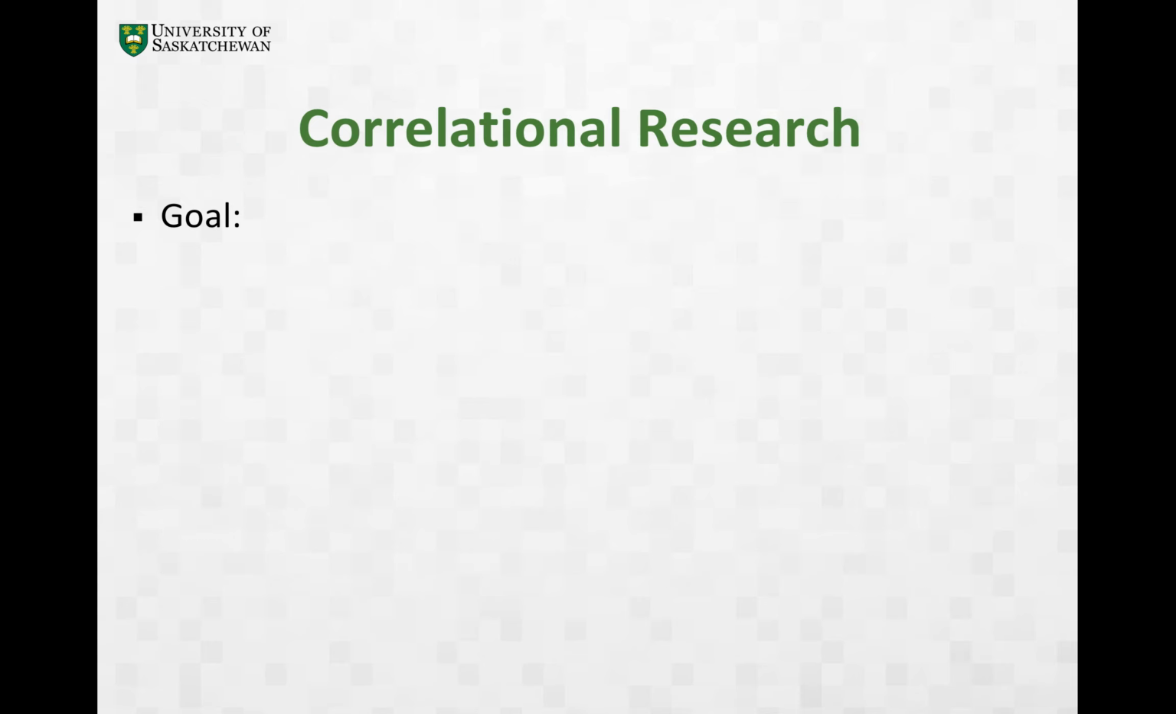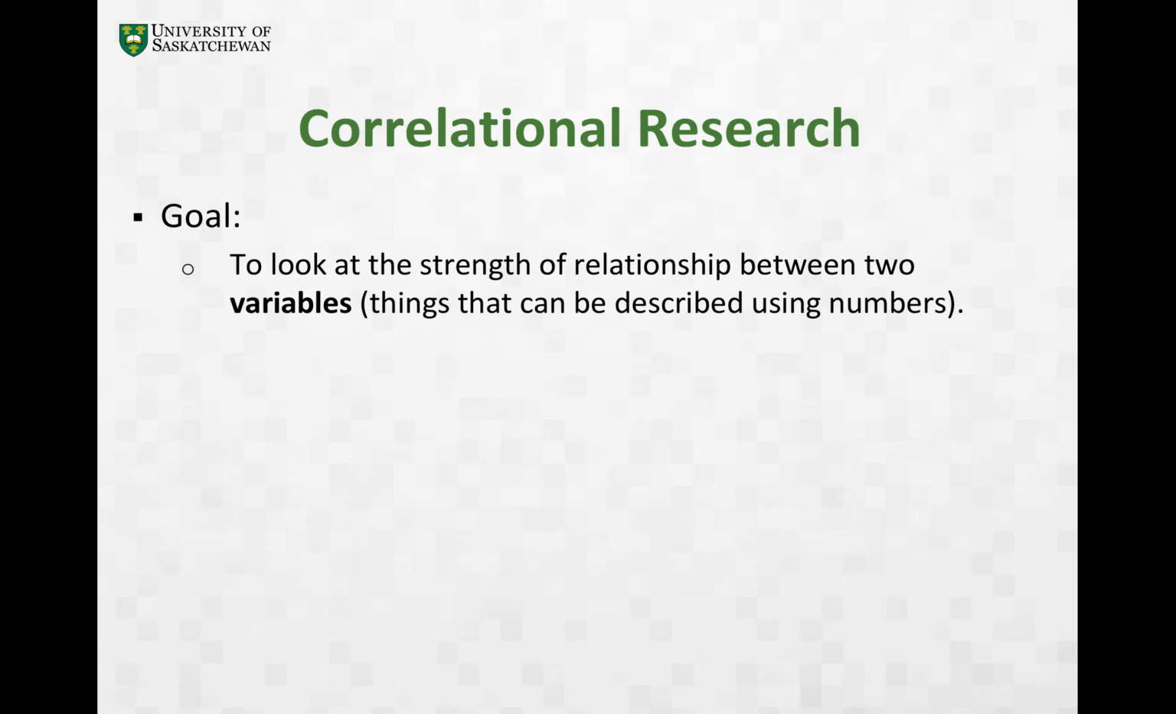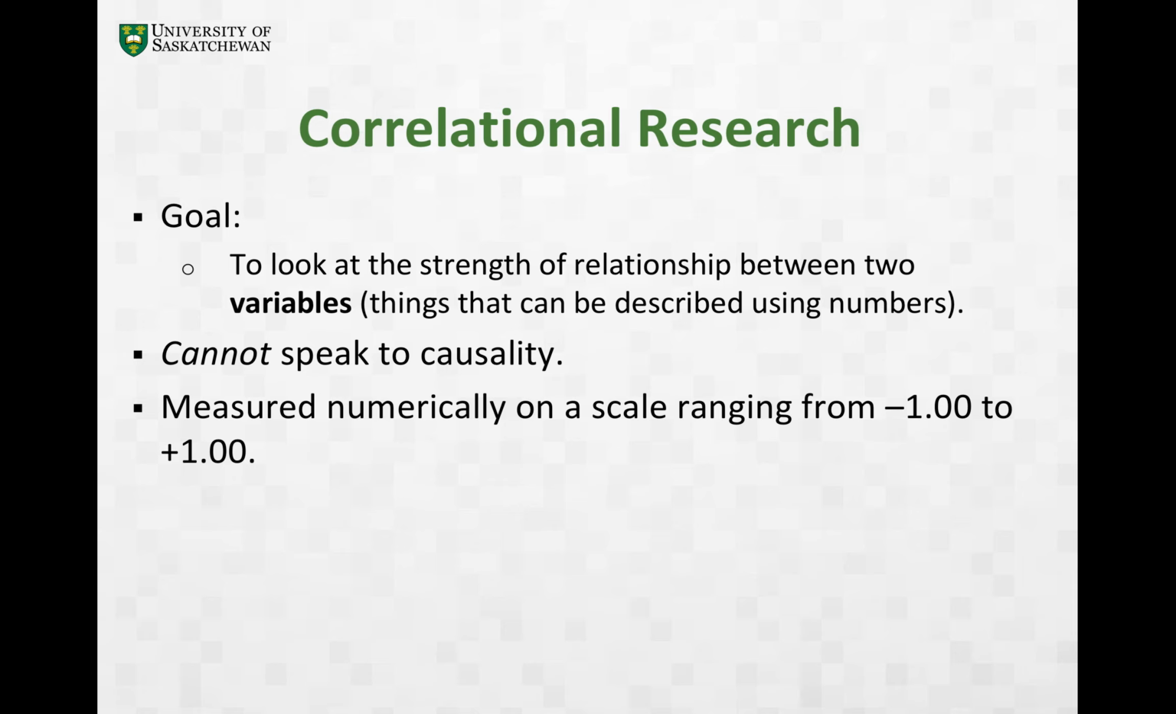Now, moving on from there, we have another type of research called correlational research. And correlational research looks at the strength of a relationship between two variables. And when we're talking about variables, it's important to know that variables are things that we can describe using numbers. Now, correlational research, because it's looking at a relationship between two or more variables, also cannot speak to causality. And the reason why will become clear in just a minute. And so when we talk about correlations, we're talking about measuring something on a scale that goes from -1 all the way to +1.